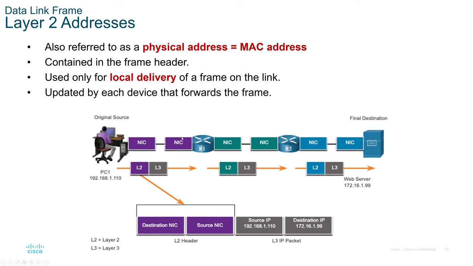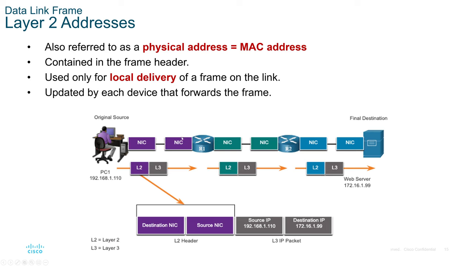Note, the Ethernet network interface cards will also accept frames if the destination MAC address is a broadcast or a multicast group of which the host is a member. So remember that Ethernet network interface cards will also accept frames if the destination MAC address is a broadcast or a multicast group of which the host is a member. I will describe exactly what that means in a different lecture as we move forward, but just remember that for now.